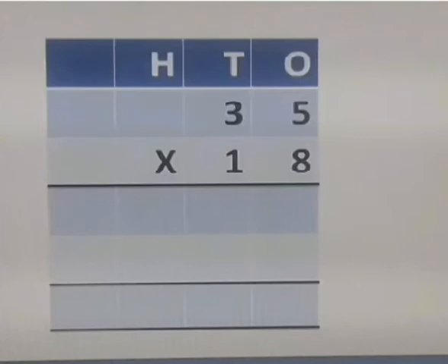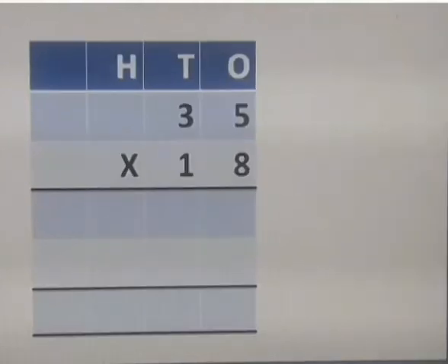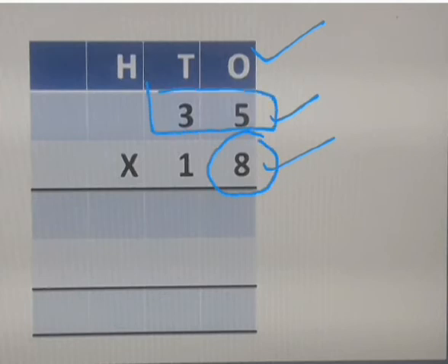Let us see one more example. Now let us multiply 35 by 18. Children, first we will arrange the numbers under their proper place value columns. Now after that we will select the ones digit number first to multiply 35. That means 35 will be multiplied by 8.